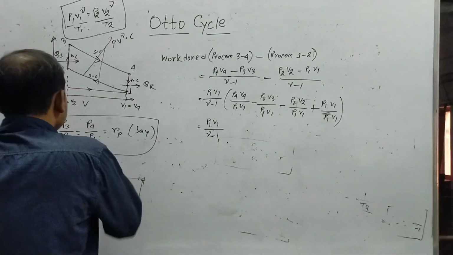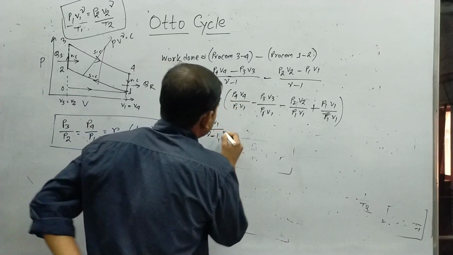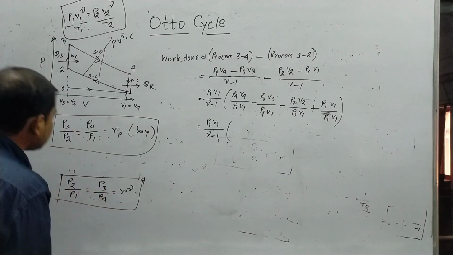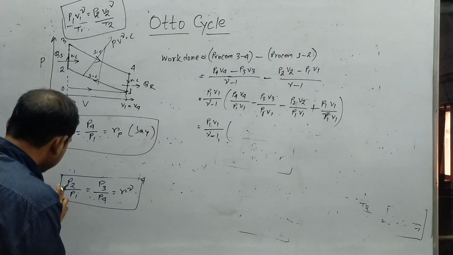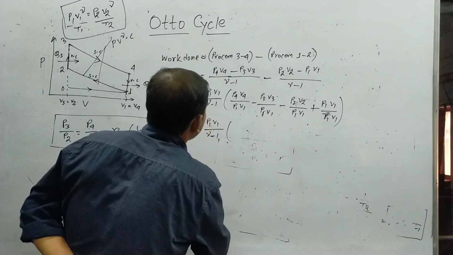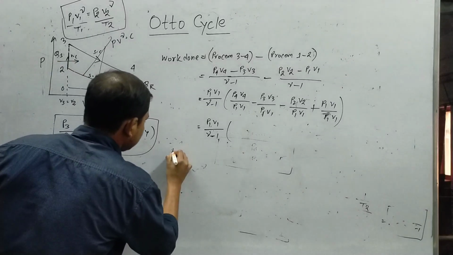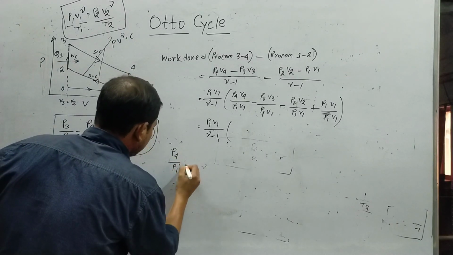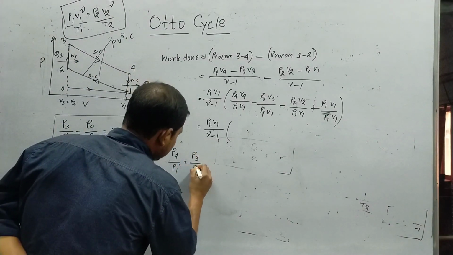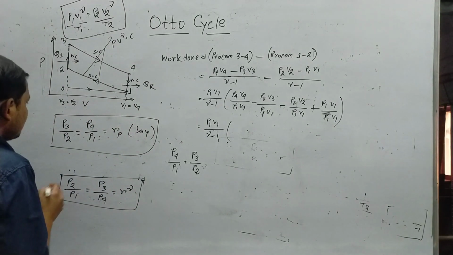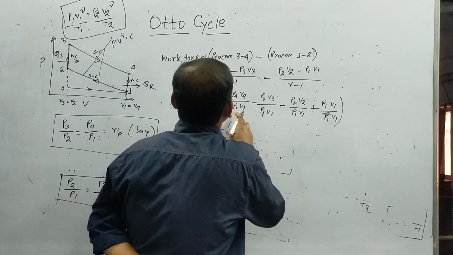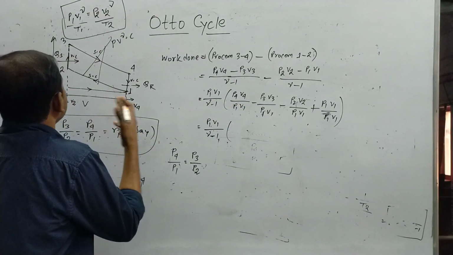Now let us simplify with this. You will find we can write this like this: RP into R to the power gamma. This is P2 by P1. If we write this P4 by P1, this is nothing but P3 by P2.